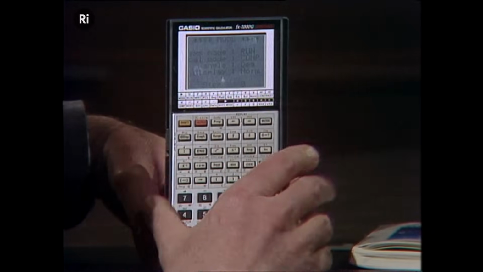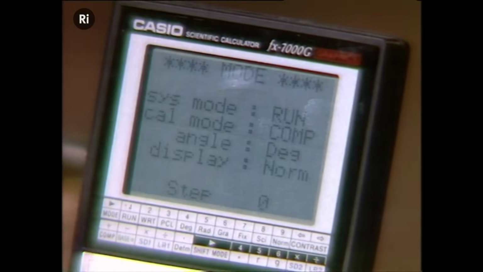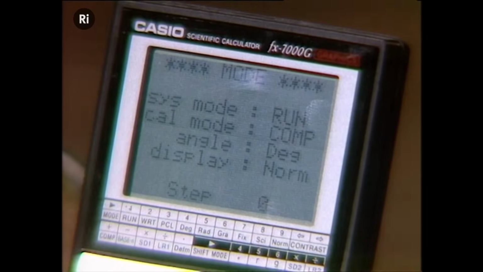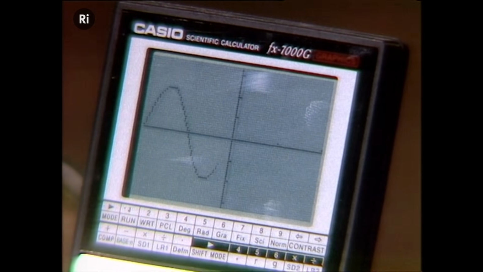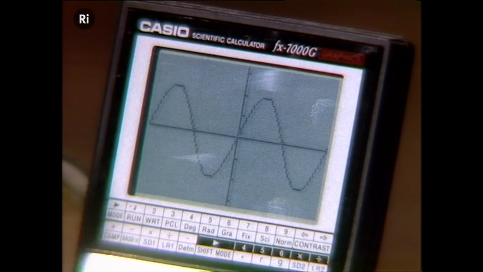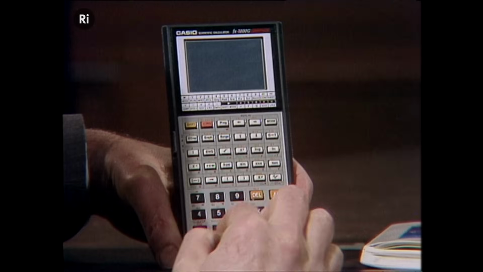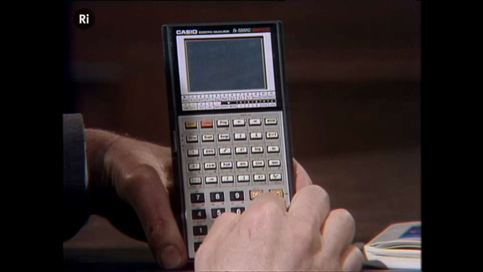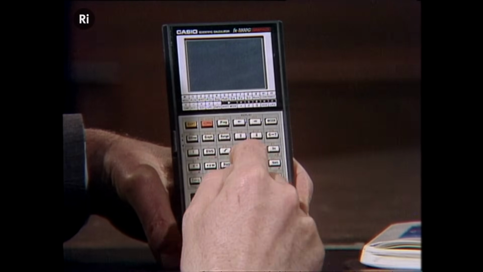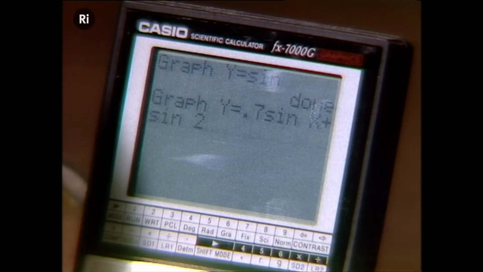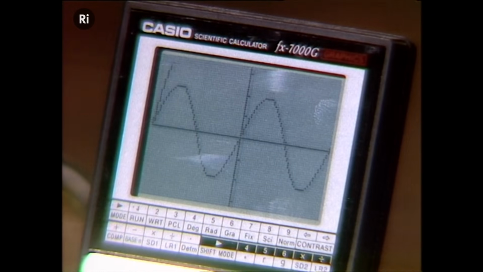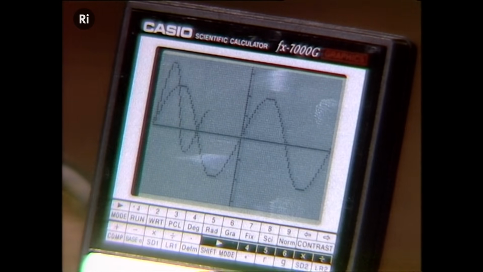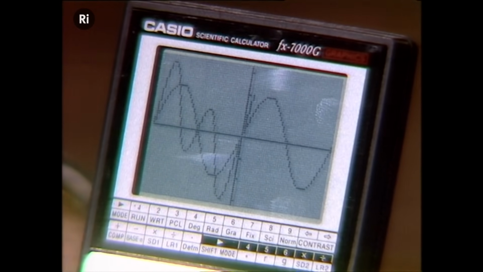For instance, there's the instructions, which you can see up there, let's ask it to plot a sine wave. And there it's drawing a sine wave graph up there. And now try something a bit more ambitious. Let's say graph 0.7 sine x plus sine 2x. Let's make sure I've written it correctly. Yes. Execute that. It now draws a sine wave with a strong second harmonic.